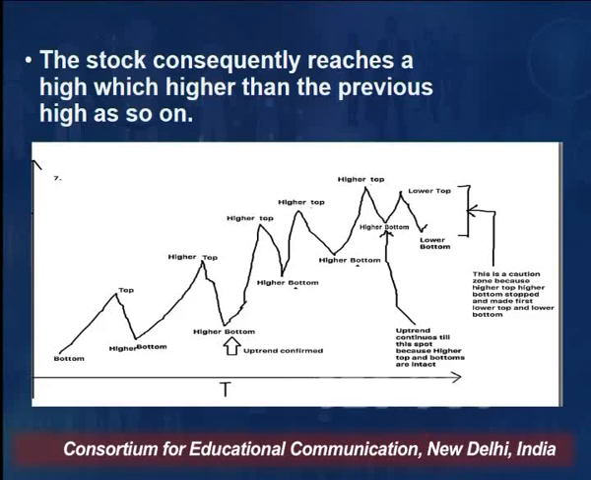Supposing the share price starts moving from say 300 rupees. From 300 rupees, it reached 340. From 340, it declined up to 330. Means it has not breached the previous low, that is 300. From 330, it again starts increasing and it goes up to 370, right?